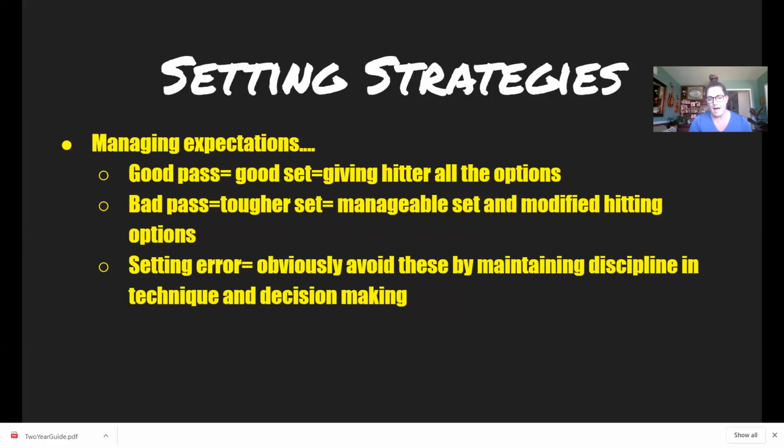If there's a bad pass, we anticipate that's a tougher set, and we want you then to put up just something a little bit more manageable, and maybe the hitter has some modified options, but that again just sets up with the pass. And then we try to avoid setting errors at all costs. These are unhittable balls or ball handling errors, things of that nature. And we believe with good focused training and being disciplined in your technique and your decision making, we're not going to eliminate that, but bring that as much as possible out of play.